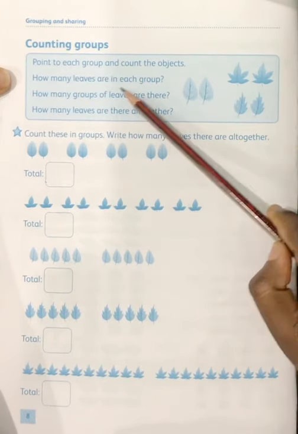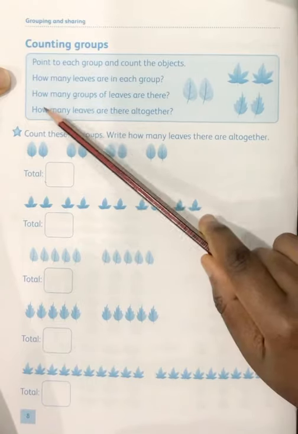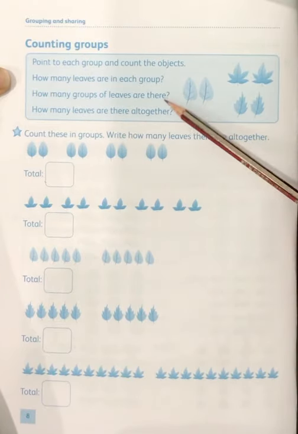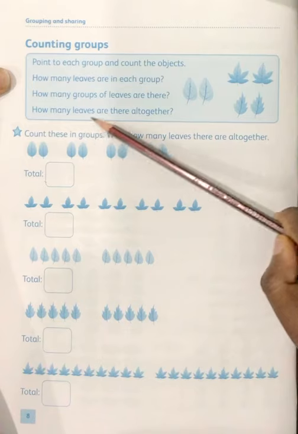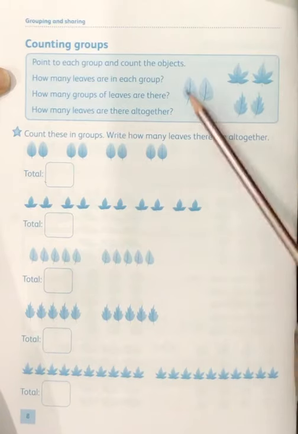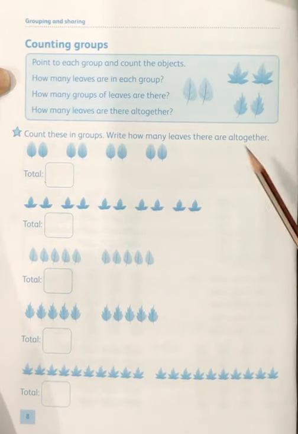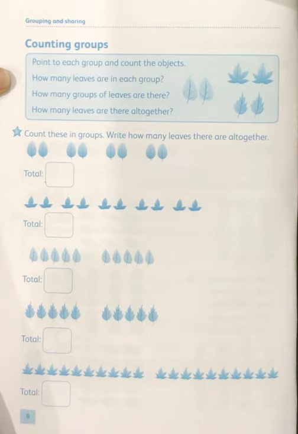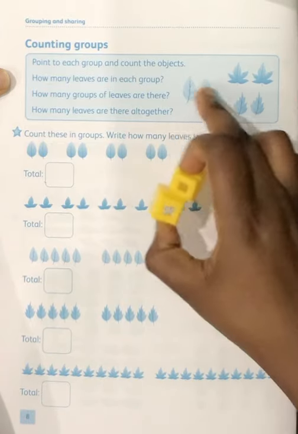How many leaves are in each group? How many groups of leaves are there? How many leaves are there all together? If you look here, you will see different leaves, and these leaves are in groups. They are in groups. Just like I can have, there we have how many leaves?